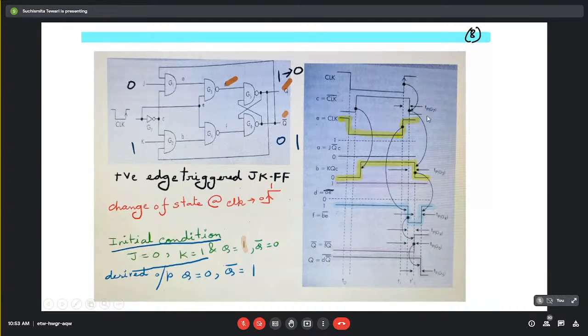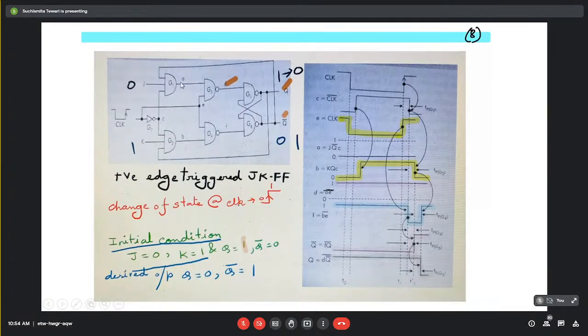This gap corresponds to the gate delay of this NOT gate. Next, straight coming down to E. E will be just the replica of this clock signal. Why? Because here we are ignoring this wire delay. If we consider the wire delay, then obviously there will be some delay. But for the time being, we are ignoring that. So it will be like this.